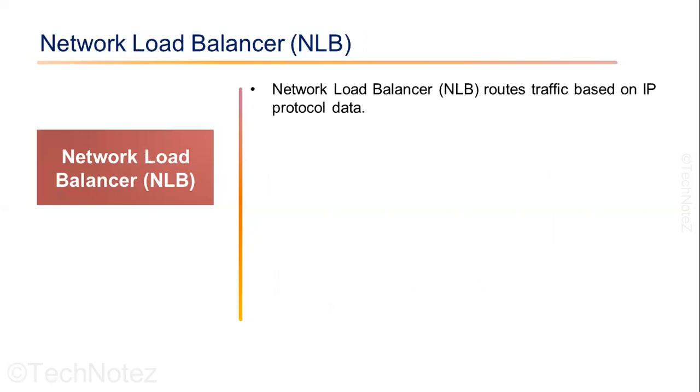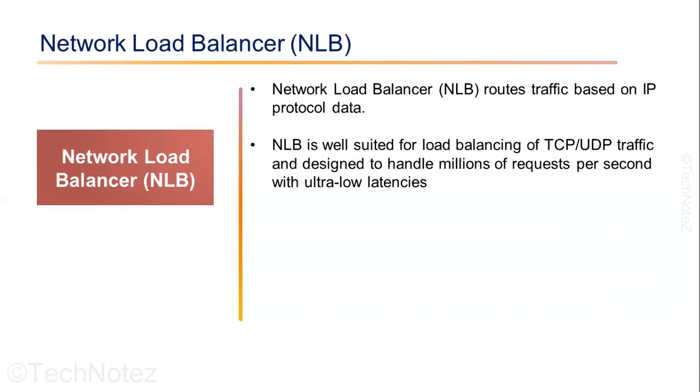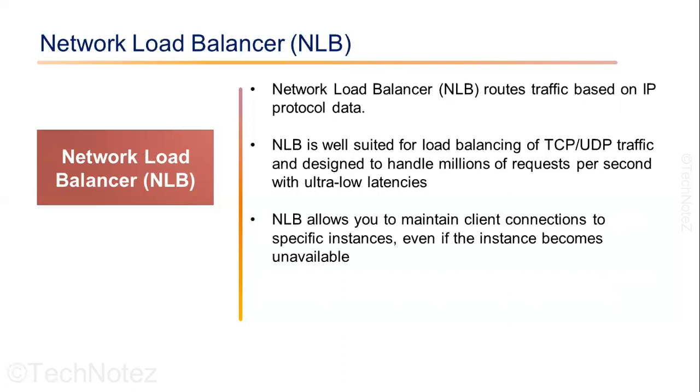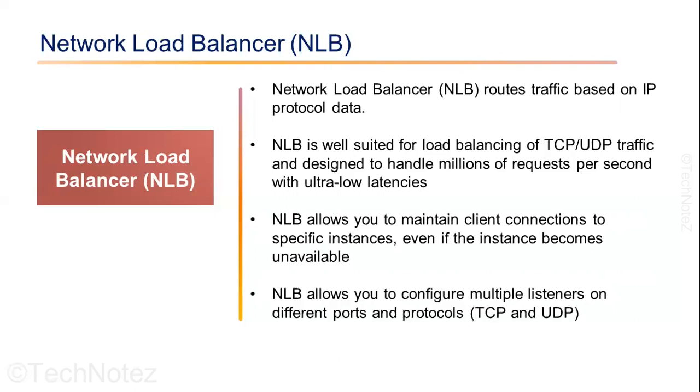Unlike Application Load Balancer, which routes the traffic based on the content of the request, Network Load Balancer routes the traffic based on the IP protocol data. Network Load Balancer is used to route the TCP and UDP traffic to multiple EC2 instances, and it can handle millions of requests per second while maintaining ultra low latencies. Network Load Balancer allows you to maintain the client connections to a specific instance, even if the instance becomes unavailable. Network Load Balancer allows you to configure multiple listeners on different ports and protocols.